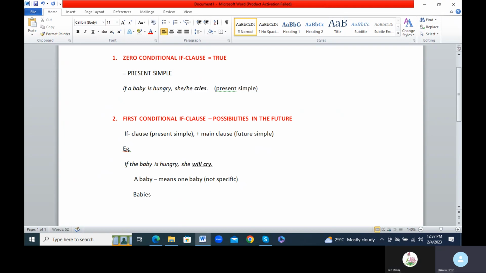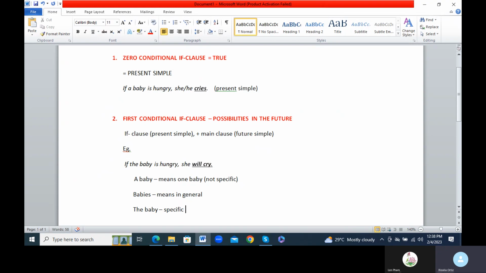Babies, they will cry, in general. Okay, babies in the world. And when you say "the baby," it means a specific baby, maybe the baby that you can see now. If you say "the baby," we already know the baby. So if that baby is hungry, it is very possible that that baby will cry. So these are possibilities in the future.